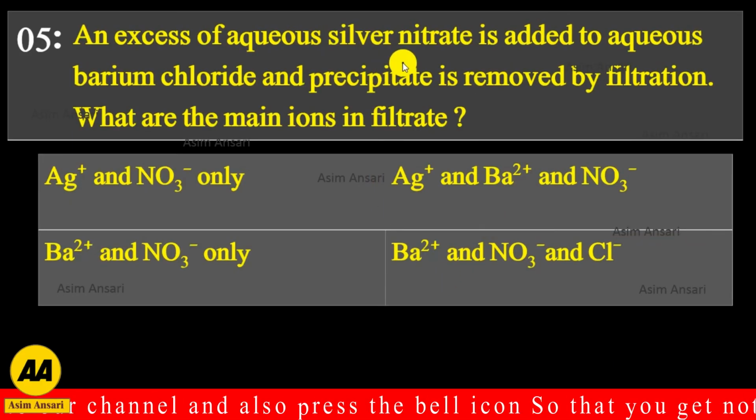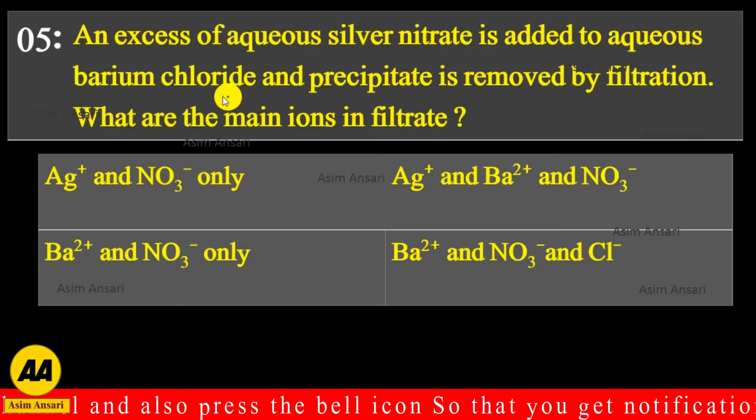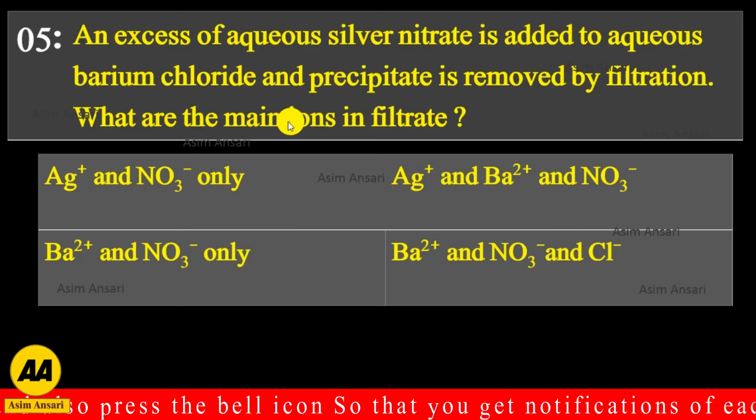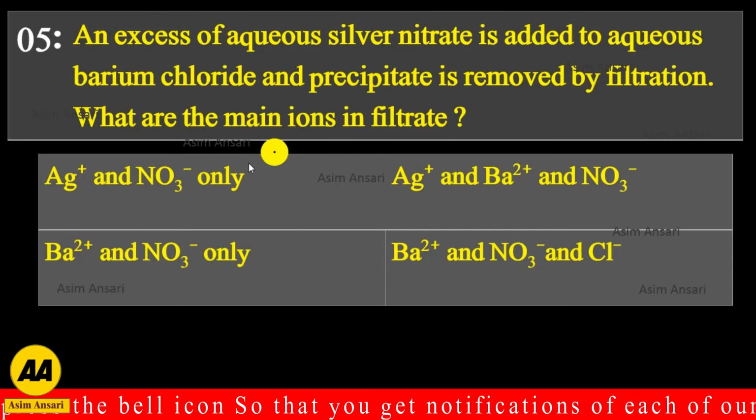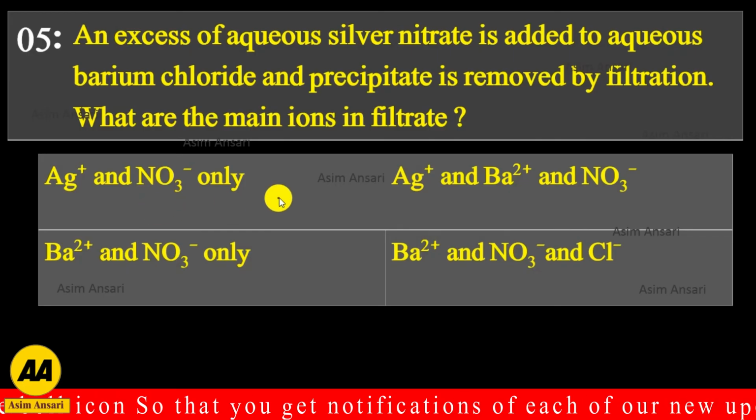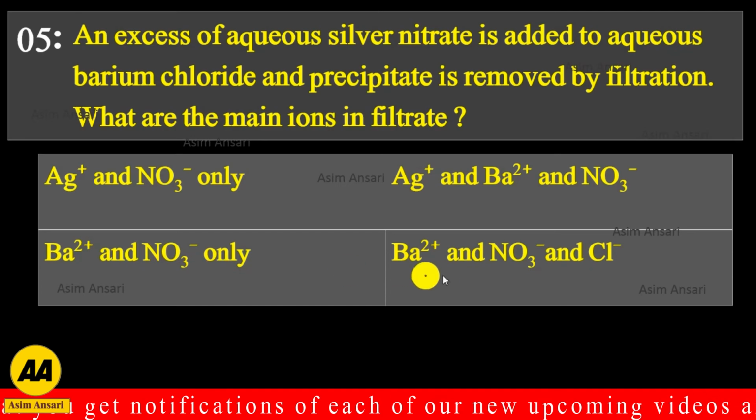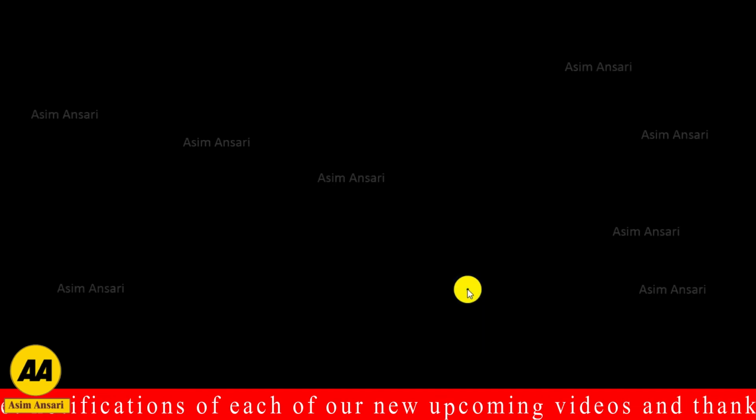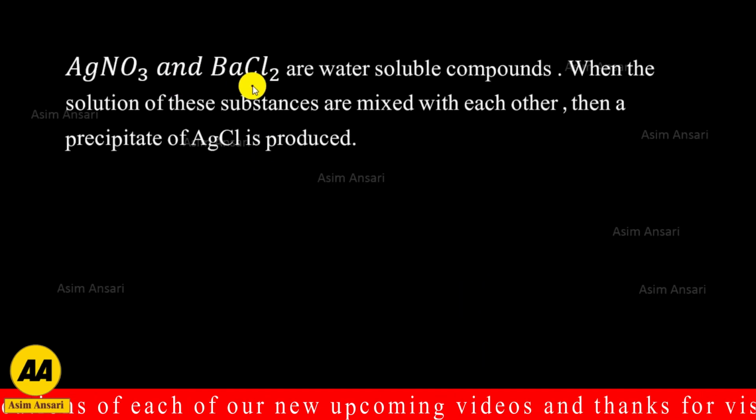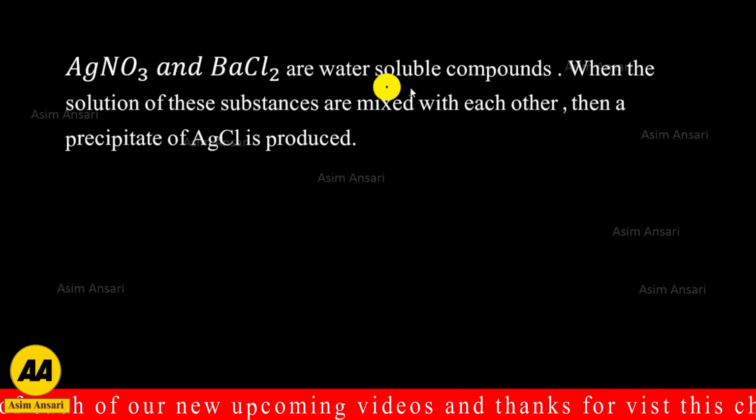An excess of aqueous silver nitrate is added to aqueous barium chloride and the precipitate is removed by filtration. What are the main ions in the filtrate? The options are: silver ions and nitrate ions only; silver, barium and nitrate ions; barium and nitrate ions only; barium, nitrate and chloride ions. Silver nitrate and barium chloride are water soluble compounds.